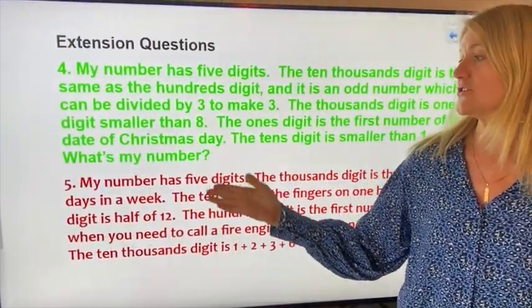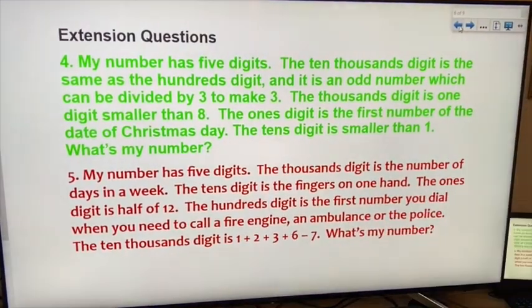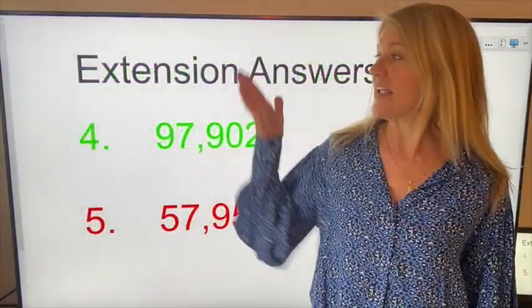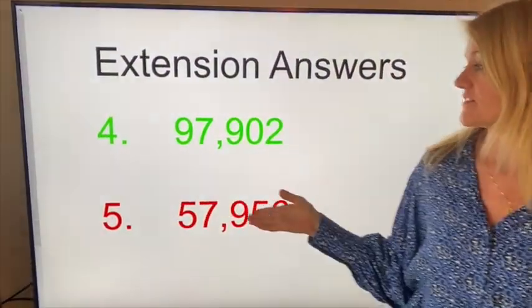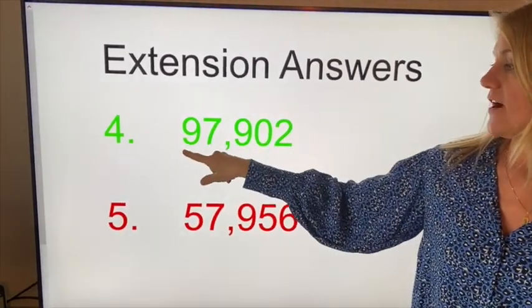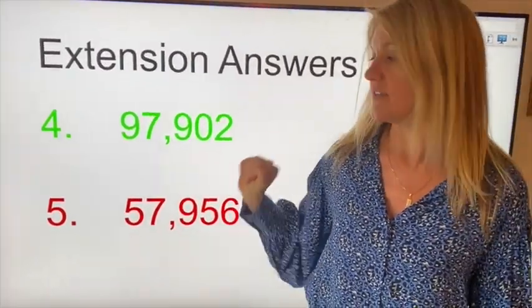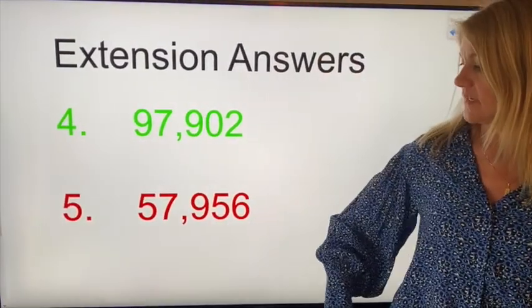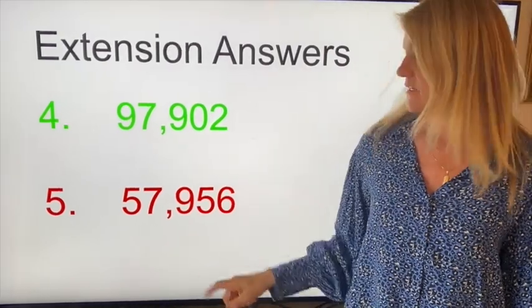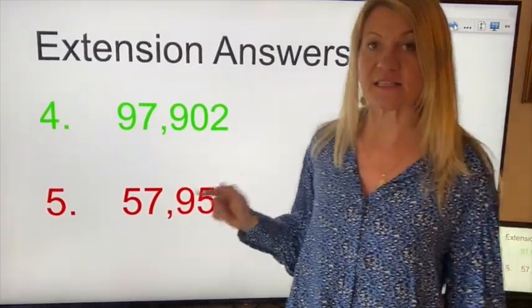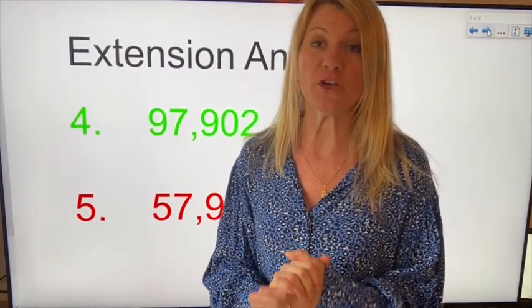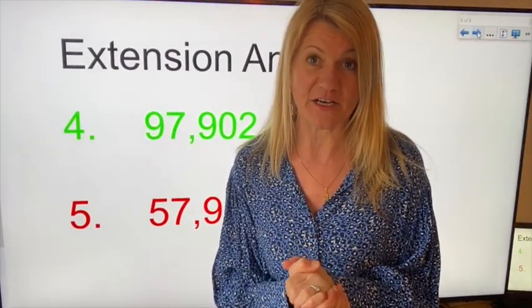Here they are, the extension questions. Good luck. Pause the screen. And here are the extension answers. Let's read them together. 97,902. And the final question, 57,956. Did you remember where to put the comma? Excellent job.